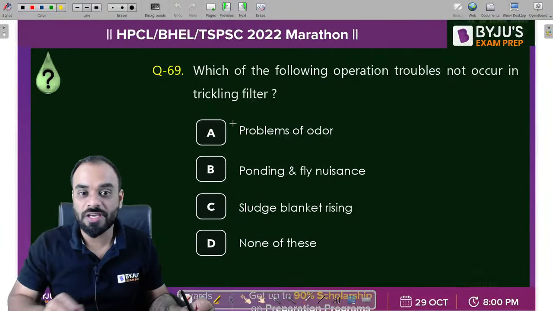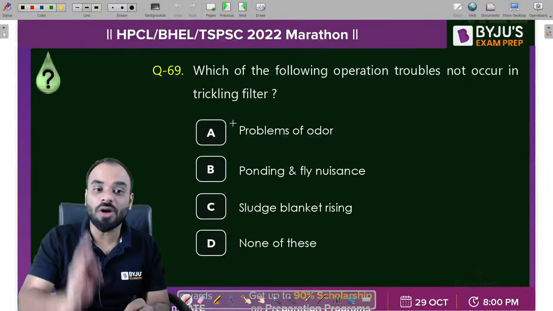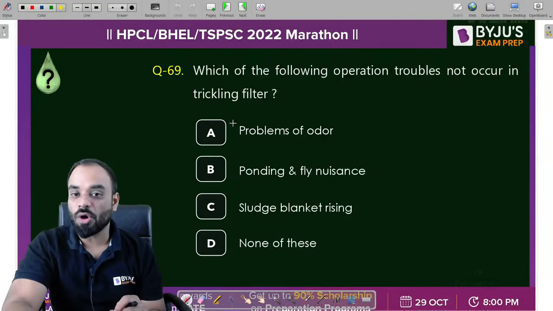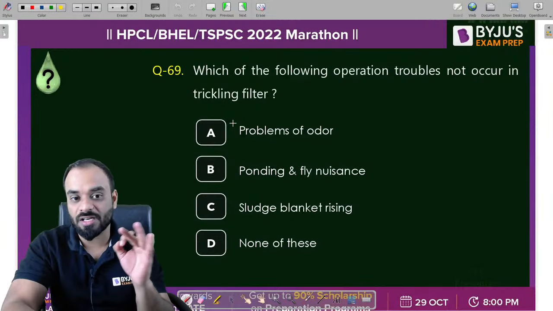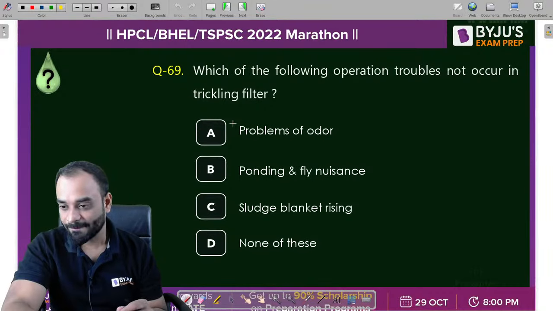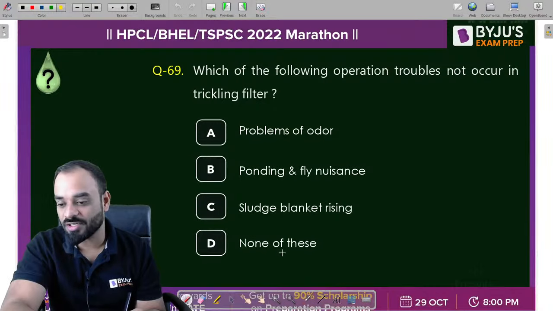Clear? Next question, guys. Which of the following operational troubles does not occur in a trickling filter? Tell me, guys, quickly. A, problem of odor. B, ponding and fly nuisance. Guys, this particular answer should be what?